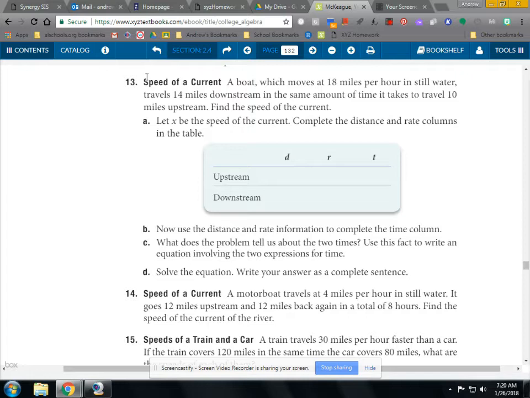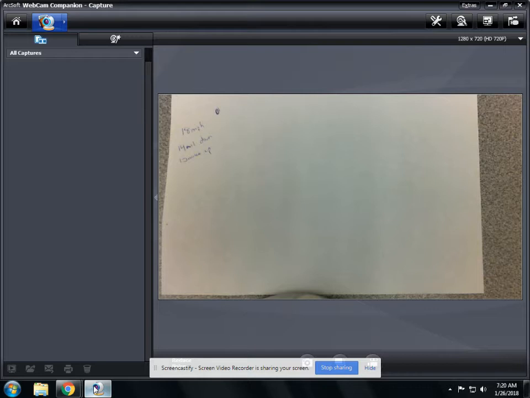The question we're going to be asked is to figure out what is the speed of the current. So find the speed of the current. I'm going to go over to the document camera. Here it is. I just have a little note here to myself: 18 miles per hour is how fast the boat goes, 14 miles downstream, 10 miles upstream in the same amount of time.